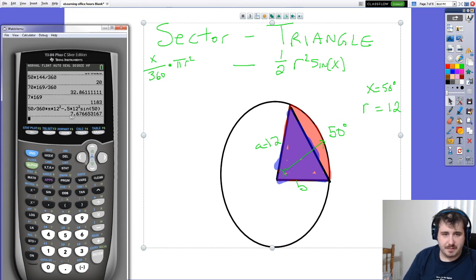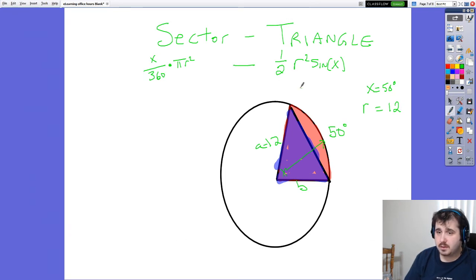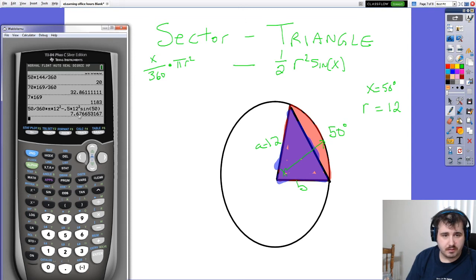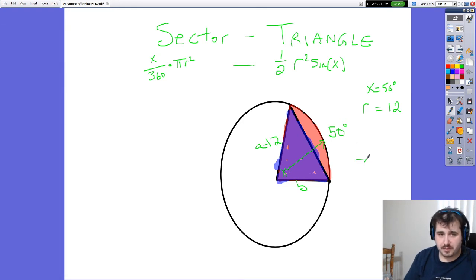So this came out to be 7.676653167. So I'm going to round that. Oop, it went away. You know, I'm going to round to the nearest tenth. I look at the hundredths place, that's a 7. So I'm going to round that up. So my answer would be 7.7. That would be my personal final answer, because these are what my numbers are.